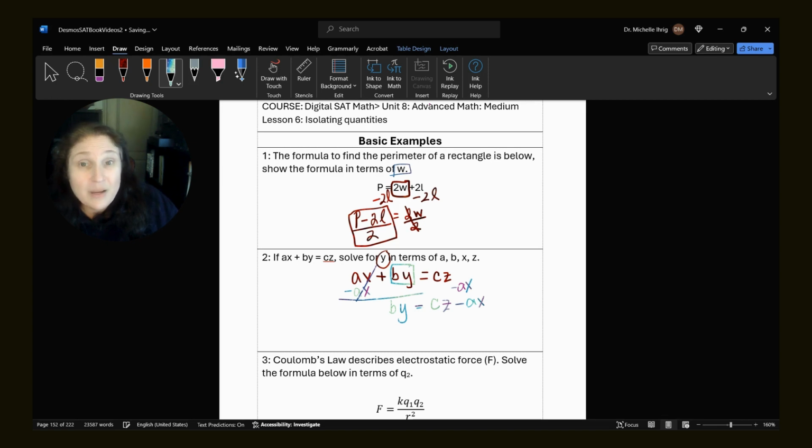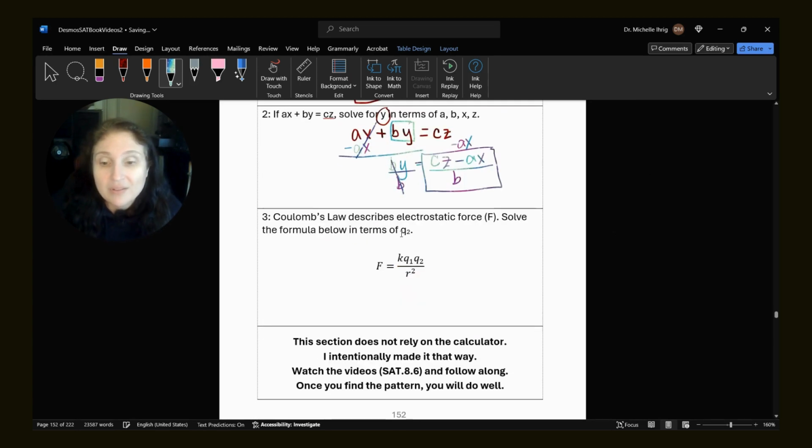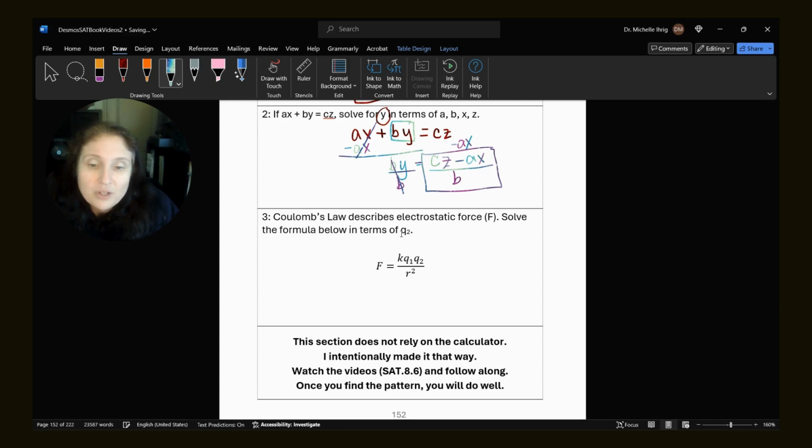We have to get Y by itself now. So even though it's the letter B, we still just divide by B. And believe it or not, that is the answer. Let's look at number 3. Coulomb's law, this is a real law, I looked it up on Google, describes electrostatic force F. Solve the formula below in terms of Q2. So this is what we have to get by itself.